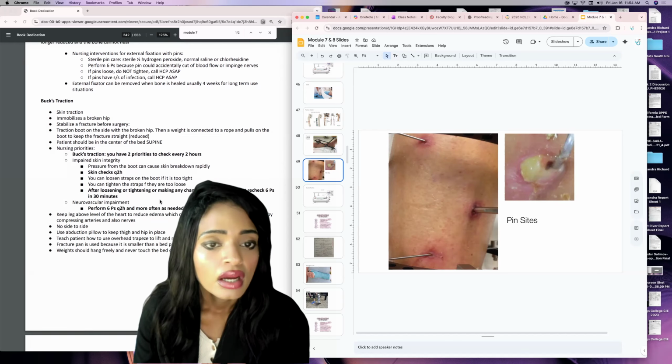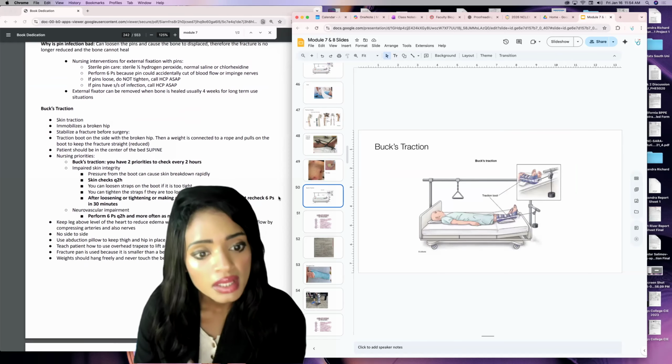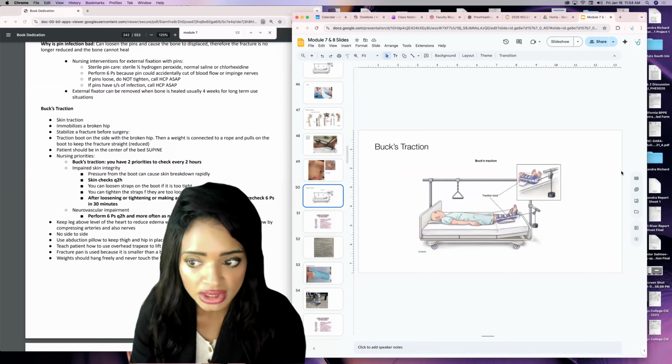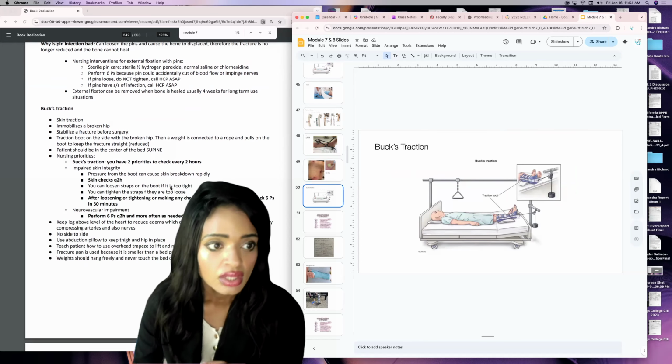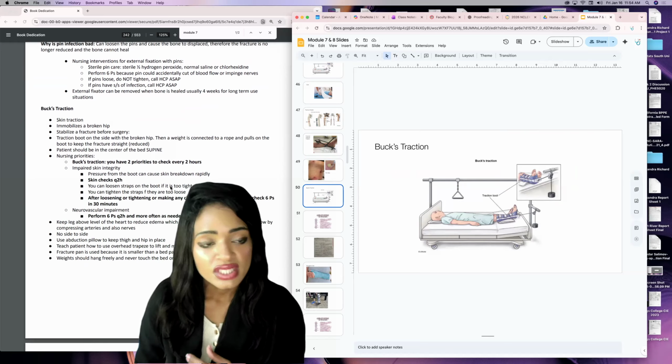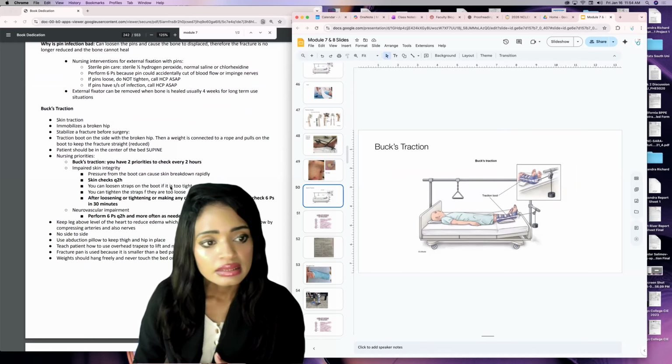On page 240, Buck's traction, homework: you must memorize Buck's traction. You have to be very strong in Buck's traction. So Buck's traction is a type of skin traction. Remember, we don't have pins inside the patient necessarily.